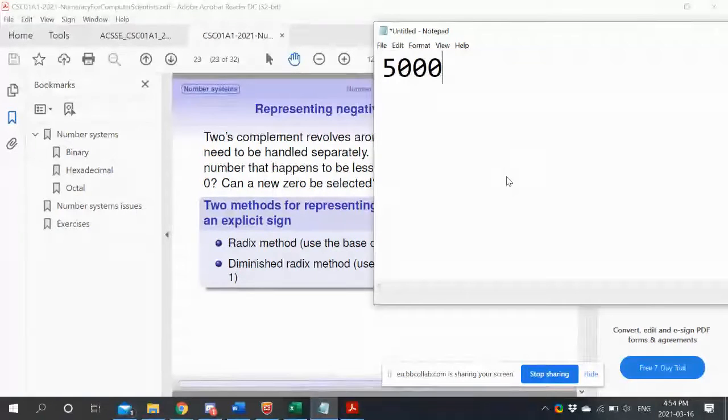The issue is, when you do something like that, you actually have 2 valid representations for the number 0. You have positive 0 and negative 0, effectively. This would be positive 0, and this would be negative 0. And this is actually a thing that does happen in computers. You might sometimes see negative 0 appearing or positive 0 appearing.